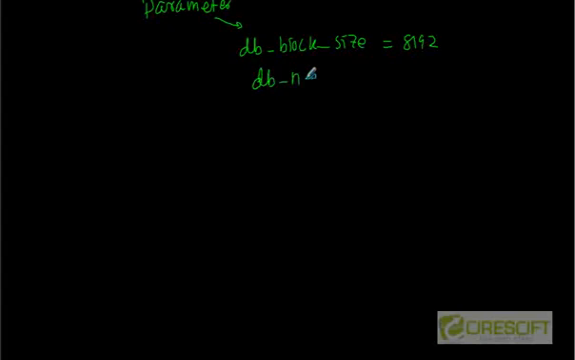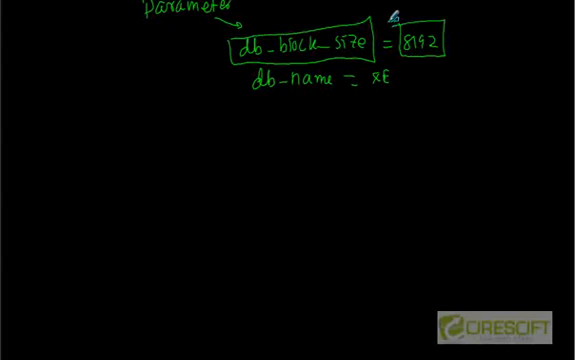So what is a parameter? A parameter is a key value pair. For example, one of the parameters in the database is called db_block_size, which is equal to, say, 8192. That means I have a parameter whose name is db_block_size, and its value is 8 kilobytes. Another may be called db_name, and its value is xe. So this is called the key, and this is the value for that parameter.